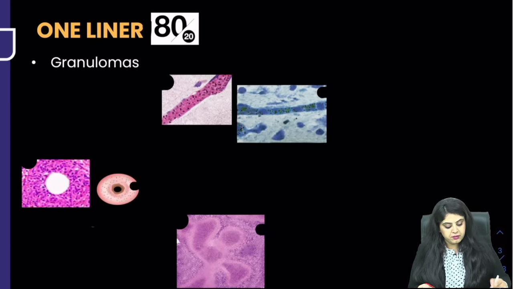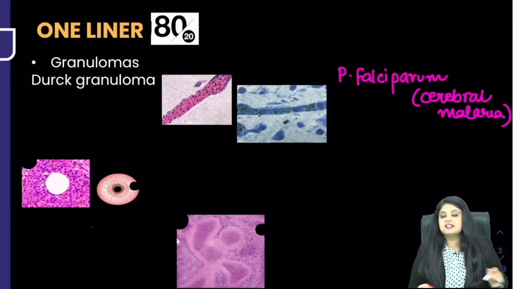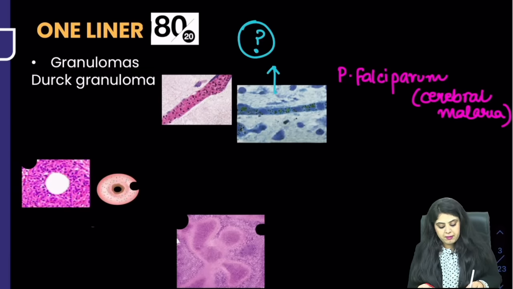It is the famous Dirk granuloma. Which is the situation? Very good. Many of you already started answering. Ma'am, Dirk granuloma is seen in Plasmodium falciparum. Basically, it's seen in the brain. It's a cerebral malaria condition. And now in INI, they will ask you, what is this blue color wala stain? So I hope you all remember F for F. That is for falciparum. The stain that we have is the field stain.